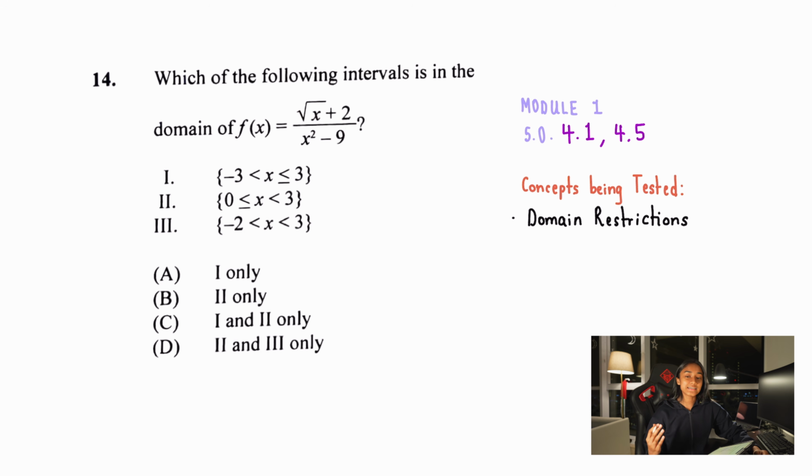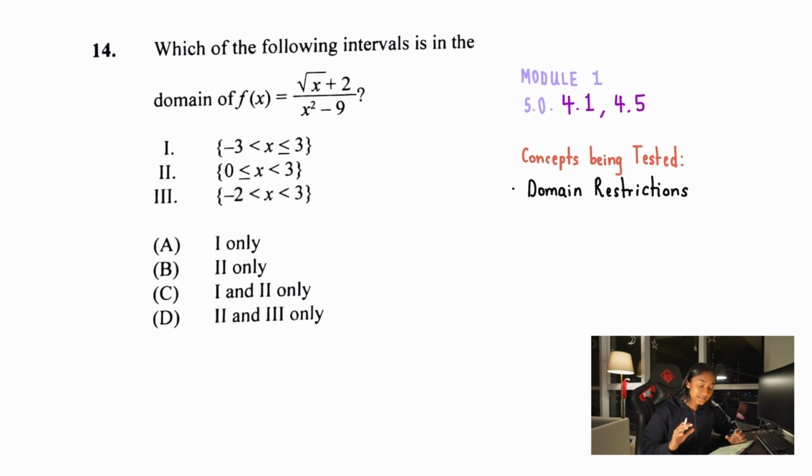Question 14 says, which of the following intervals is in the domain of f of x is equal to the square root of x plus 2, all over x squared minus 9? Then we are given 3 interval options, and then for the answers, we are given a combination of these interval options. All right, so this is all about domain restrictions. We are going to define and establish a domain.